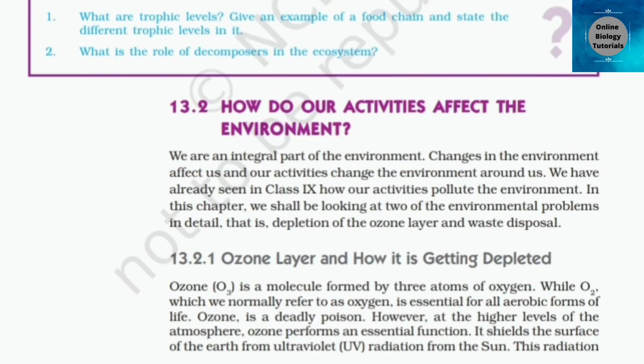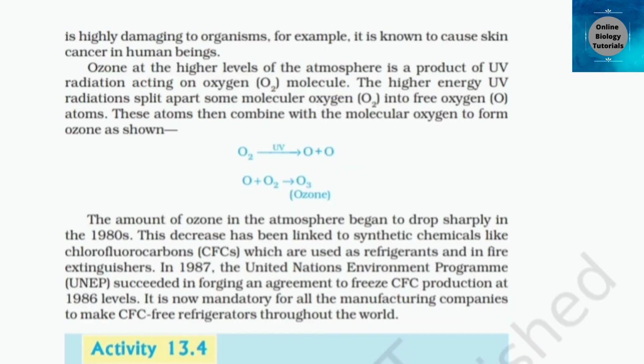13.2.1 Ozone layer and how it is getting depleted. Ozone, O3, is a molecule formed by 3 atoms of oxygen, while O2, which we normally refer to as oxygen, is essential for all aerobic forms of life. Ozone is a deadly poison. However, at the higher levels of the atmosphere, ozone performs an essential function. It shields the surface of the Earth from ultraviolet, UV, radiation from the sun. This radiation is highly damaging to organisms. For example, it is known to cause skin cancer in human beings.